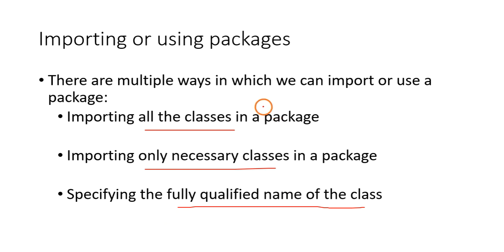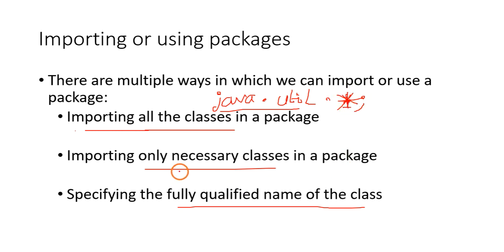I will give you an example based on what you already know. For example, you already know the Scanner class, right? If we are talking about this first option, importing all the classes in the package, you will write java dot util dot star. So star means you are importing all the classes from the package java dot util. Star represents all classes, so this is an asterisk.